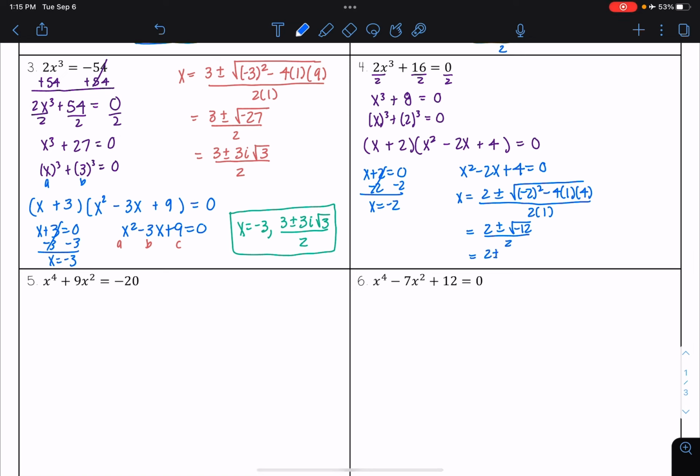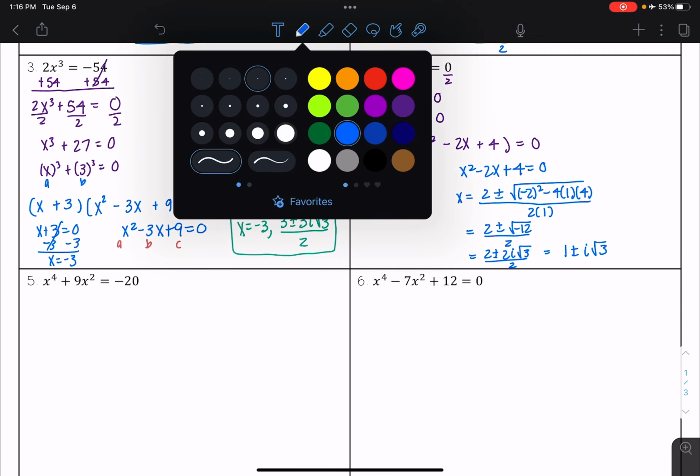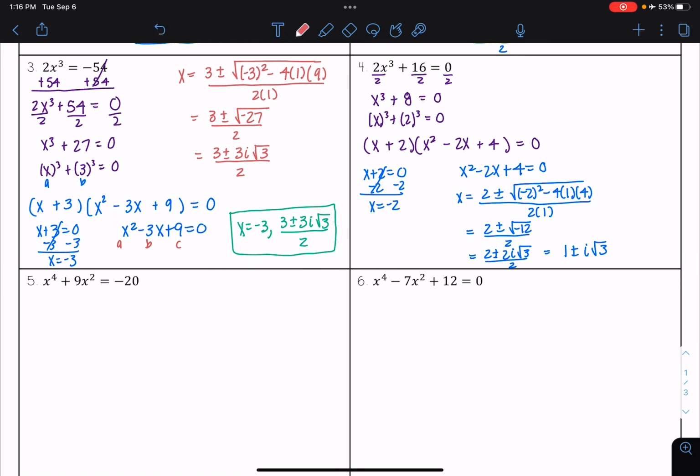If I simplify that, I get 2i root 3 over 2, which is just going to equal 1 plus or minus i root 3 when I divide everything by 2. So that means my two answers are negative 2, 1 plus or minus i root 3.